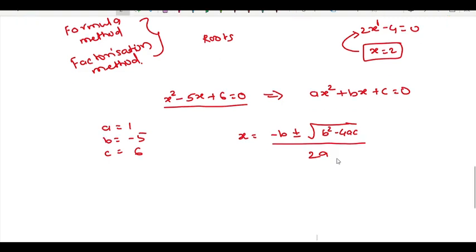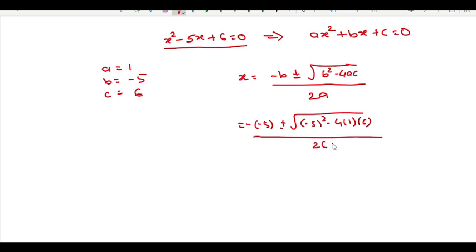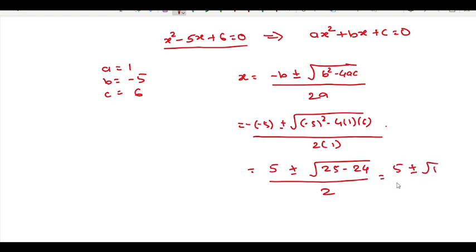So now substitute the values of a, b and c and we will get the answer. b is minus 5, so minus of minus 5 plus or minus square root of b square, minus 5 square, minus 4 into 1 into 6, upon 2 into a. Value of a is 1. So this will give us plus 5 plus or minus square root of 25 minus 24, upon 2, which will give us 5 plus or minus root 1 upon 2.